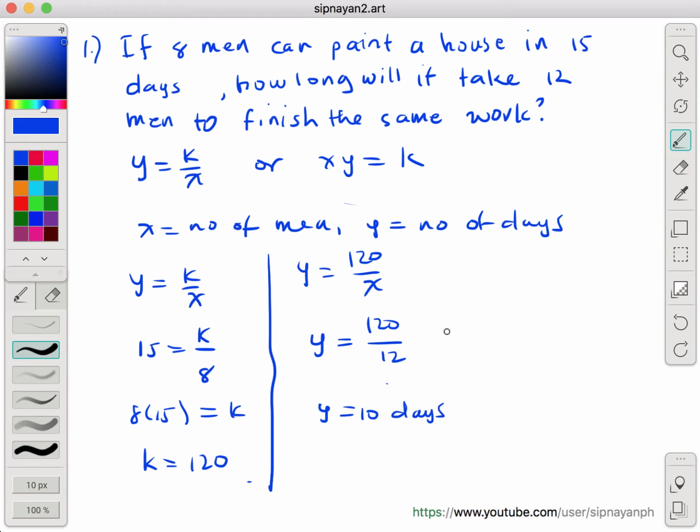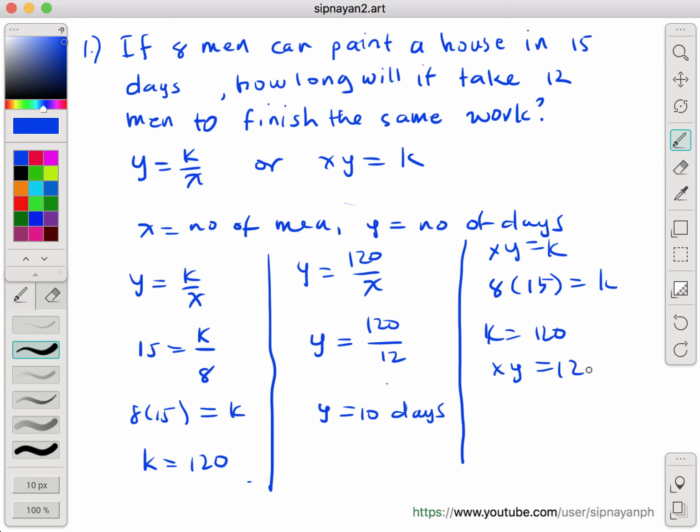Okay? If you want to use the other equation, yung xy equals k, okay, pwede din naman, no? So, ang x and y natin, given na. Yung x natin ay 8, no? 8 times 15, no? Is equal to k, di ba? Meaning, k is equal to 120. Kita na natin dito, k is 120. And then, we substitute k, yung value ng k dito. So, magiging xy equals 120.